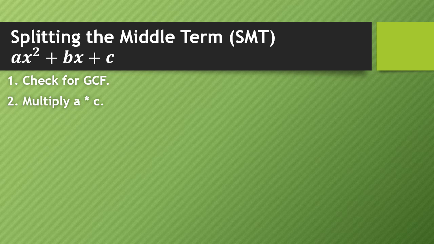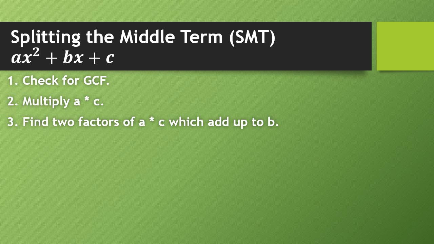When we have a quadratic trinomial and we want to split the middle term, we're going to multiply a times c. And after we multiply a times c, we're going to find two factors of that number that add up to b. So the two factors have to add up to give us b.